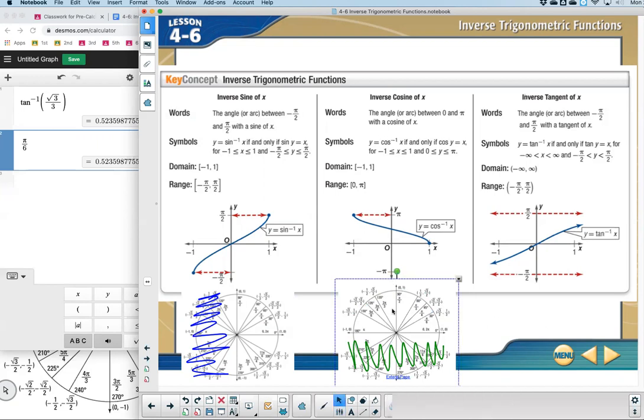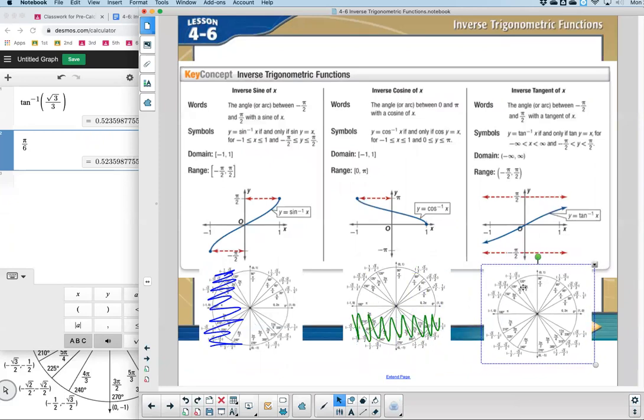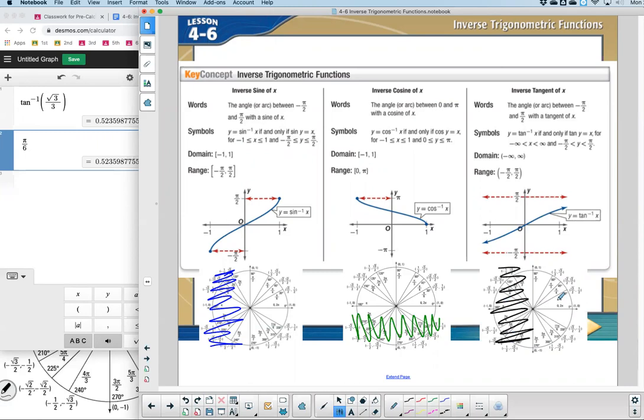And then finally, tangent. Tangent's going to follow sine's rules. So tangent is going to go from negative pi over 2 to pi over 2. So notice that this is much like sine. It's going to give you values from over here.